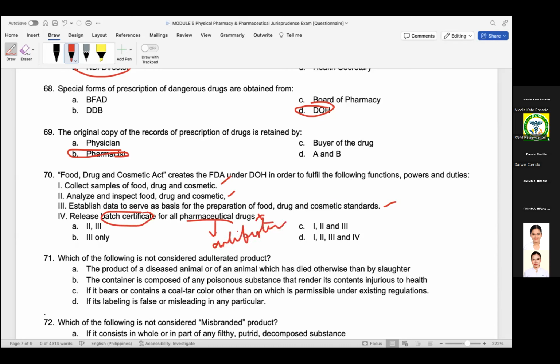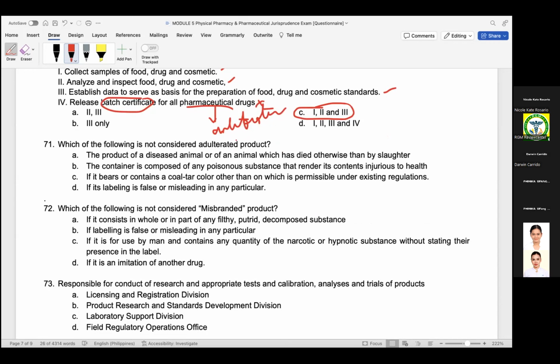Next, number 71. Which of the following is not considered adulterated product? Pag adulterated, contaminated. Whatever that contamination is. It can be, diseased animal. 'Di ba? Container is composed of a poisonous substance. It bears or contains coal tar color. Letter D, if its labeling is false or misleading in any particular. So dahil ito, labeling lang, no, yan ang hindi adulterated. Misbranded yan and misleading advertisement.